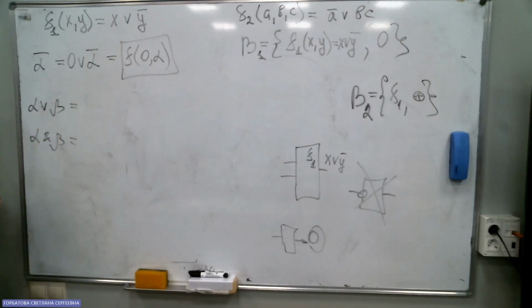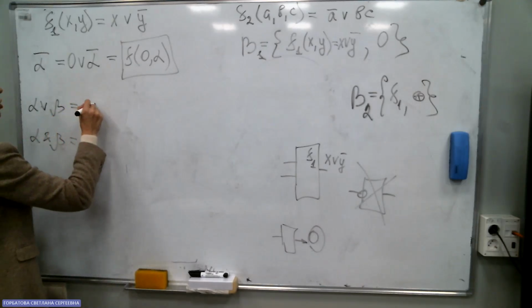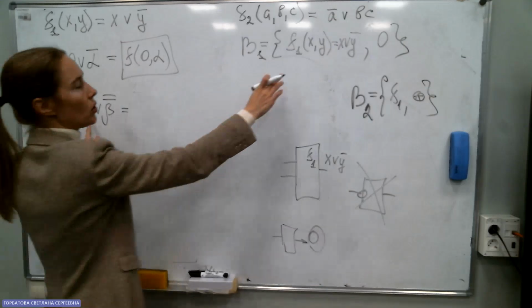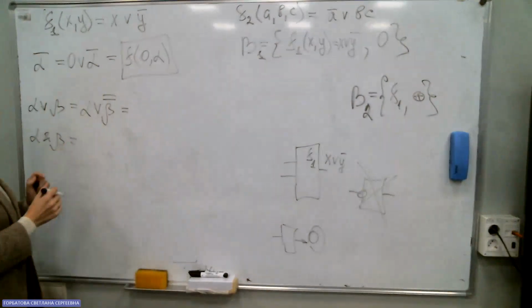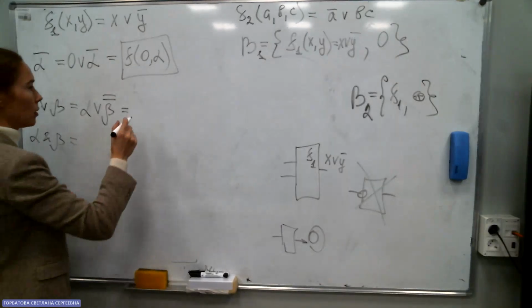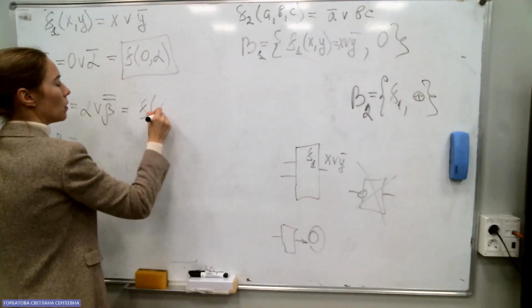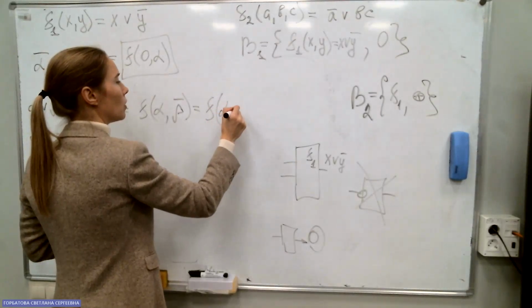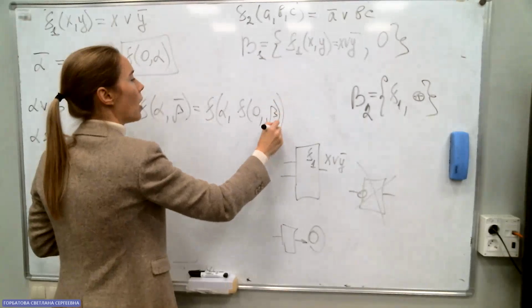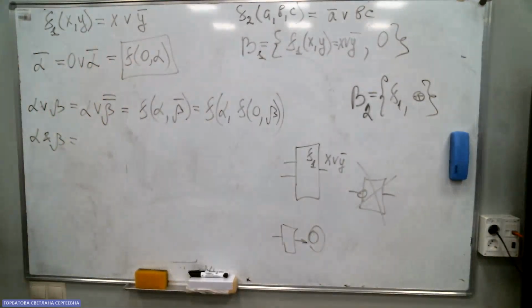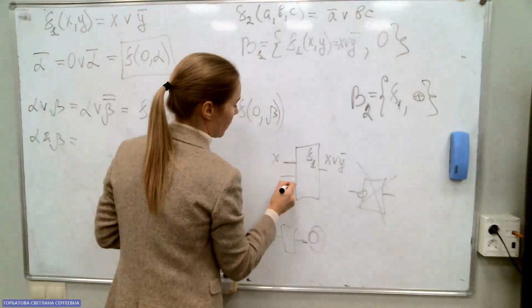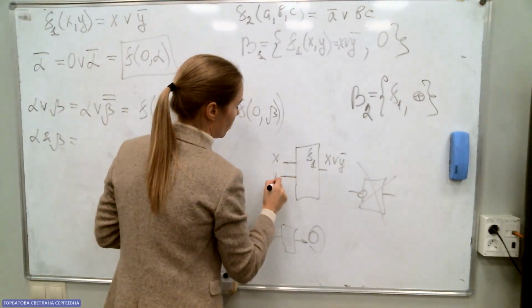Disjunction. We can take not beta, using the double negation law. Then it will be a very similar formula. Instead of y, we give not beta: f of alpha, not beta. Not beta is f of zero, beta. A very important position: this is the first input for X, and this is the second input for Y.